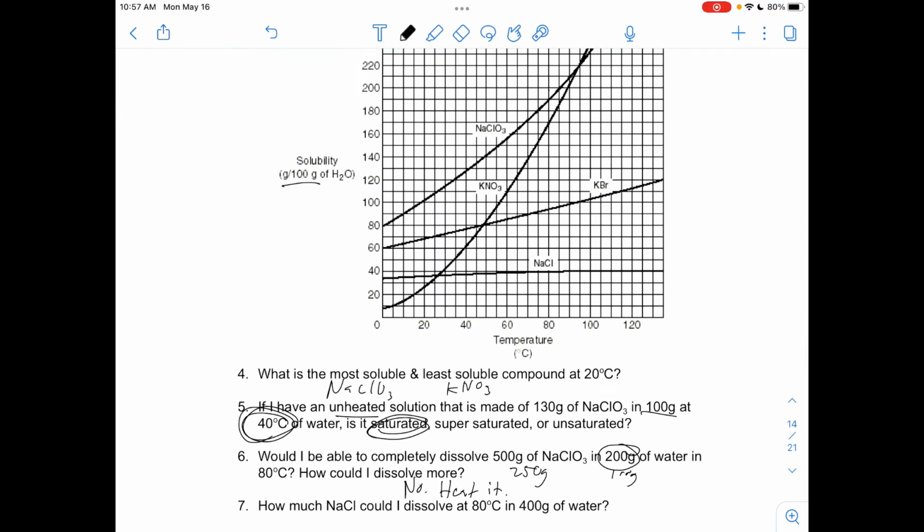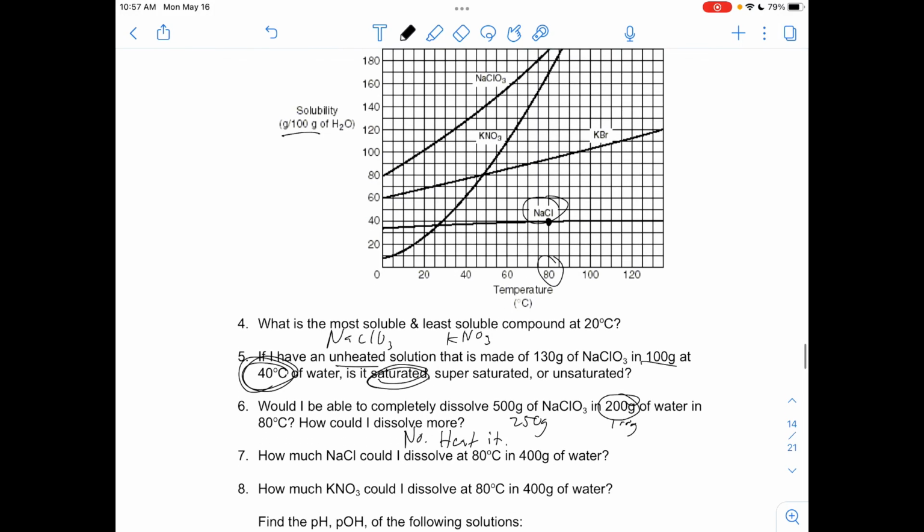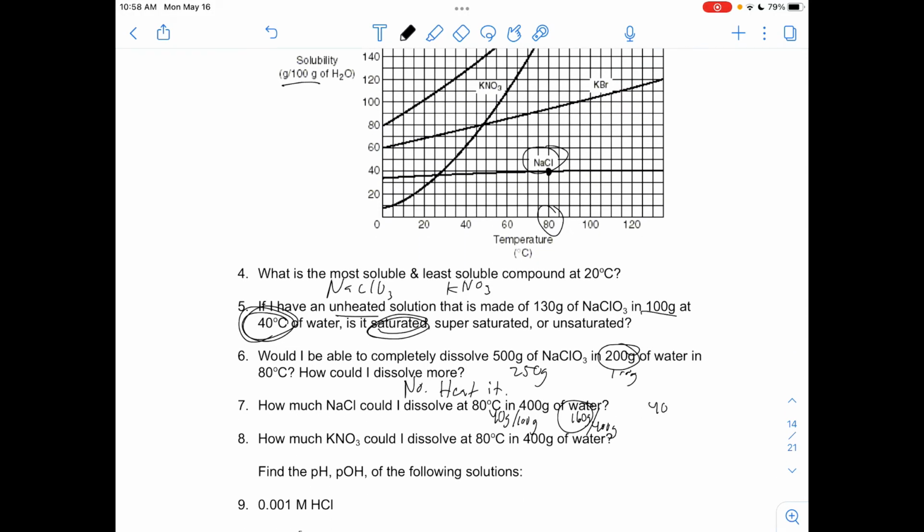Now kind of the reverse question, how much NaCl could I dissolve at 80 degrees in 400 grams of water? At 80 degrees, I'm looking at how much I could dissolve. NaCl is over here. I'm looking for where it intersects this line, which is right here, which is 40. So I can dissolve 40 grams in 100 grams of water. So if I up that to 400, I just multiply it by 4. So that'd be 160 grams. It can dissolve 160 grams.